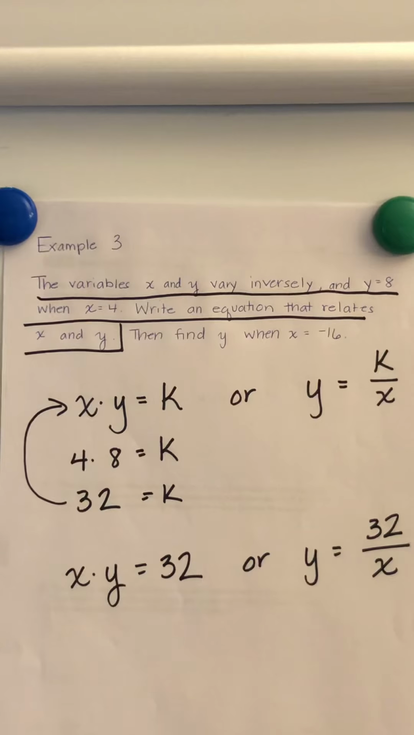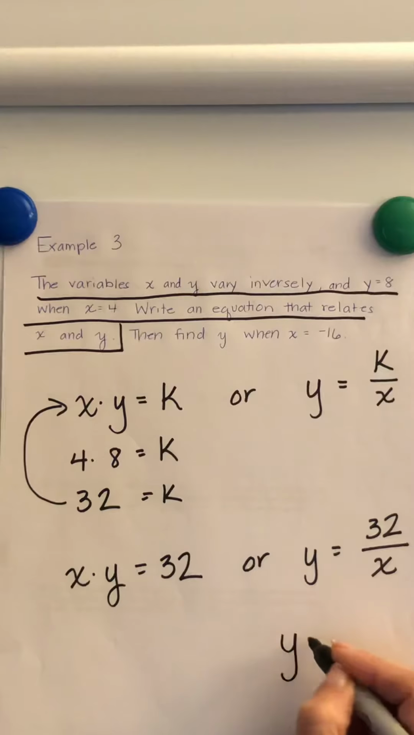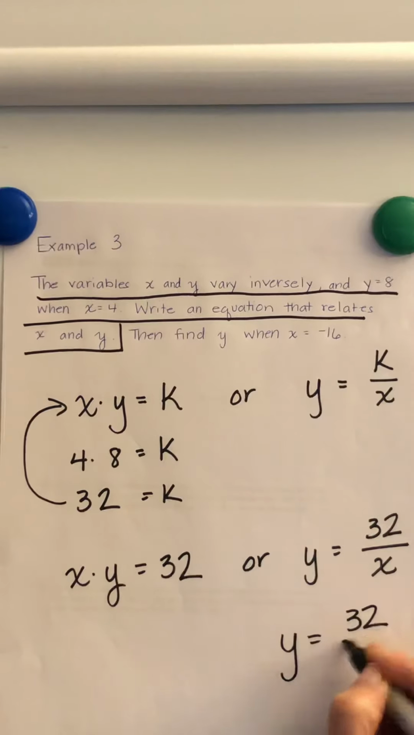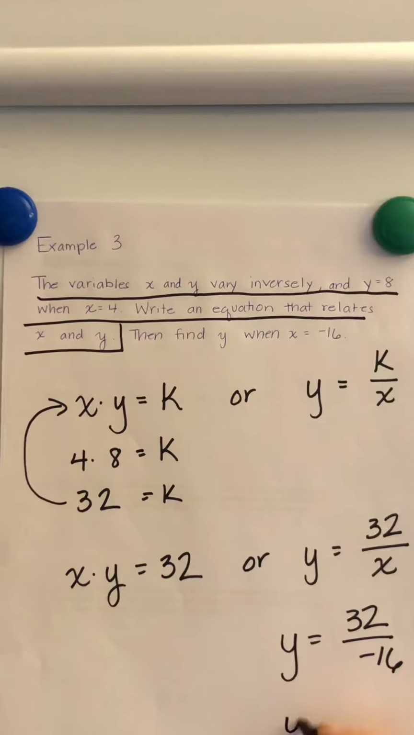The second half of this problem asked me to then find y when x equals negative 16. In either equation here, I can plug in negative 16 and solve. I'm going to go ahead and plug it into this equation. So I get y equals 32 over negative 16, so y equals negative 2. So when x is negative 16, y is negative 2.